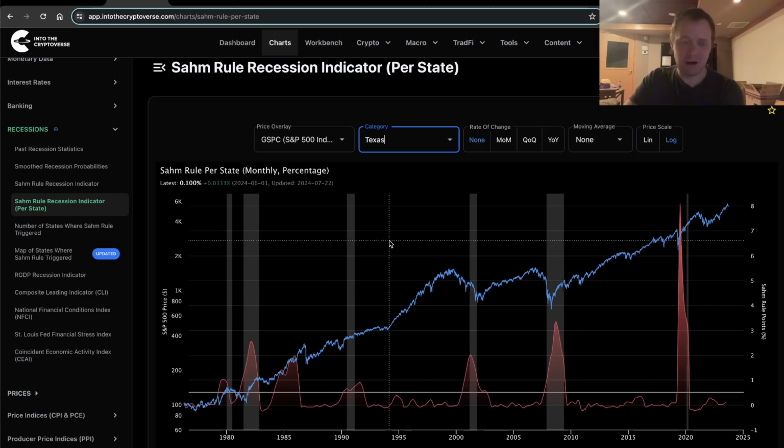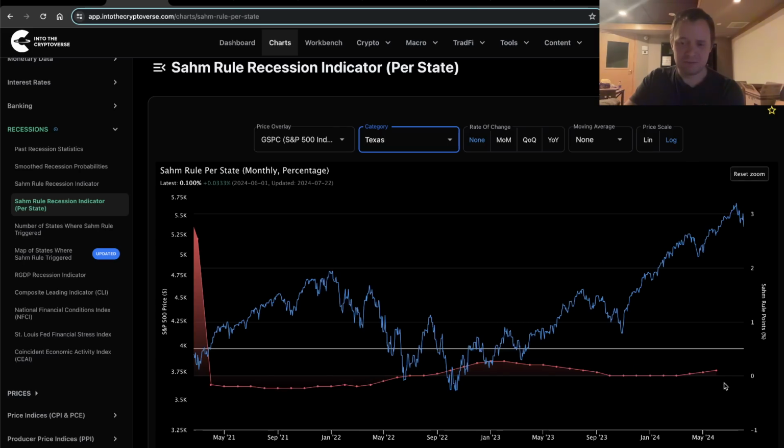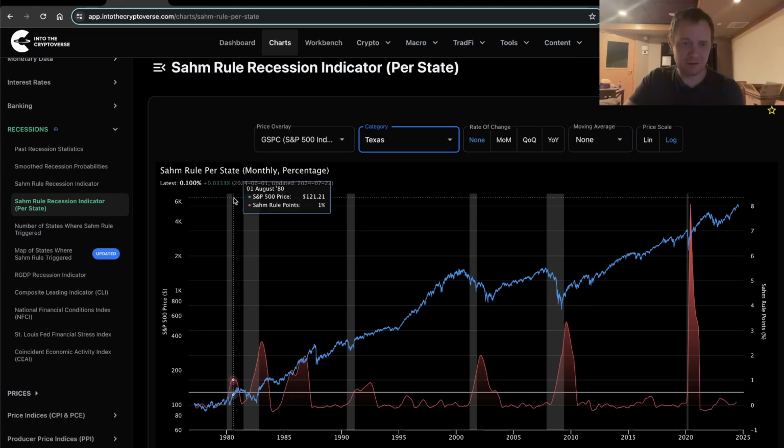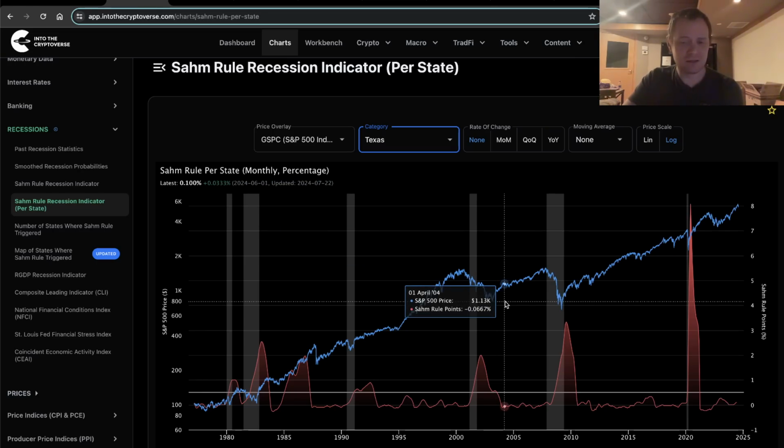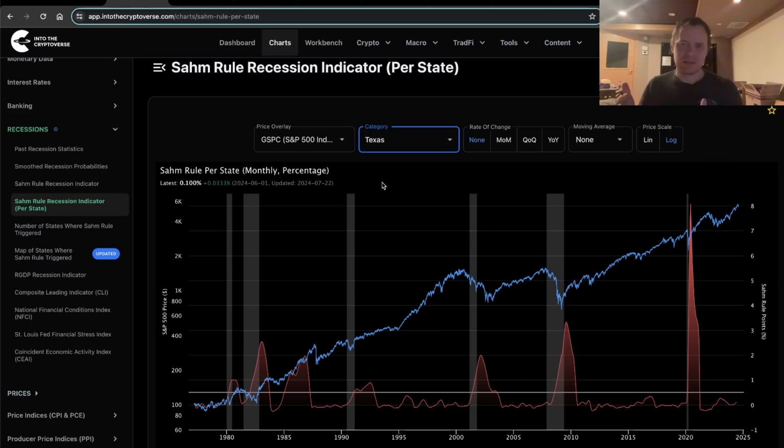Texas, always an interesting one to look at. You wouldn't know anything's wrong if you just looked at Texas. 0.1, it's nowhere close. So it's one of those things where it is starting to spread, right? Like, the virus is starting to spread. And at a national level, you can see that it is really starting to pick up.